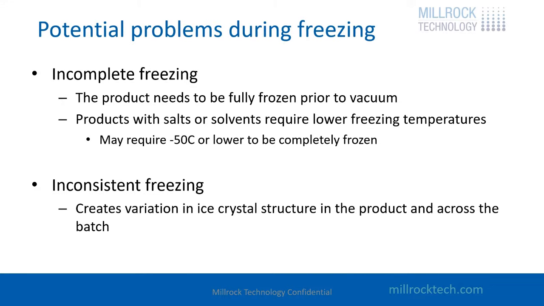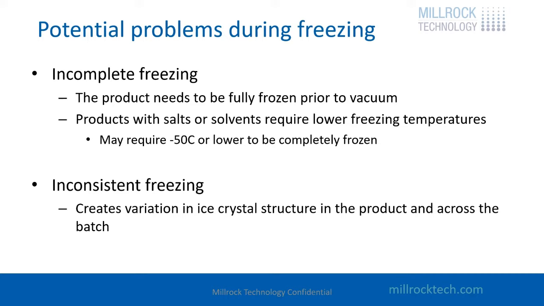What are the potential problems during freezing? The first is incomplete freezing. Since the product needs to be fully frozen prior to pulling a vacuum on it, it's very important that you understand that your product, number one, is frozen, and it's been frozen long enough that all of the product is frozen. For example, if you have a thick material, that can take a very long time to freeze, and it's important to understand that all of your product is frozen.